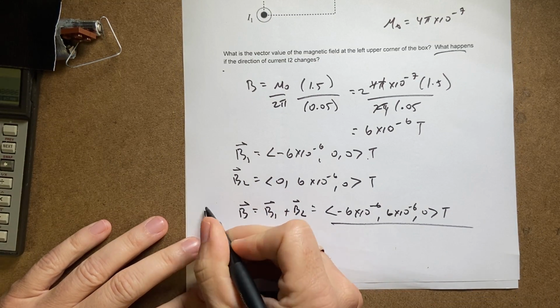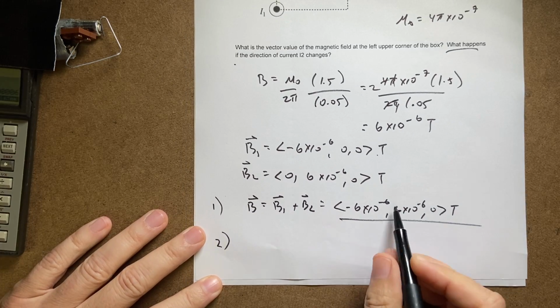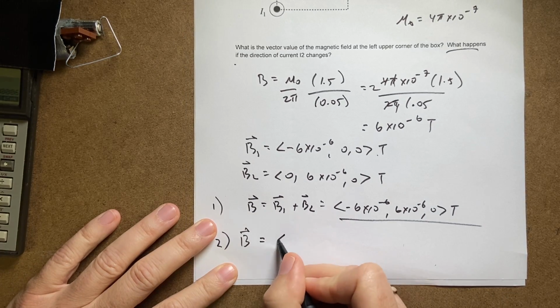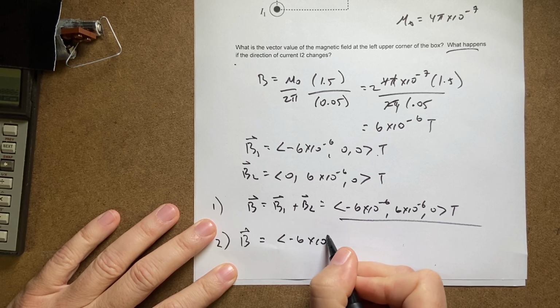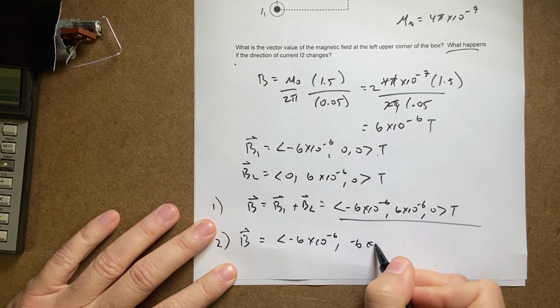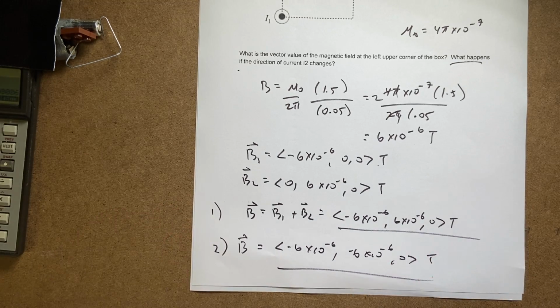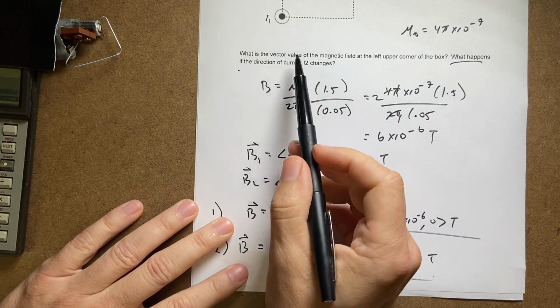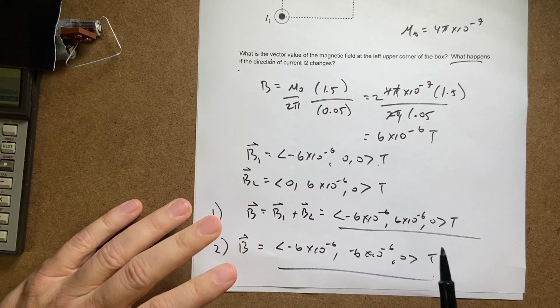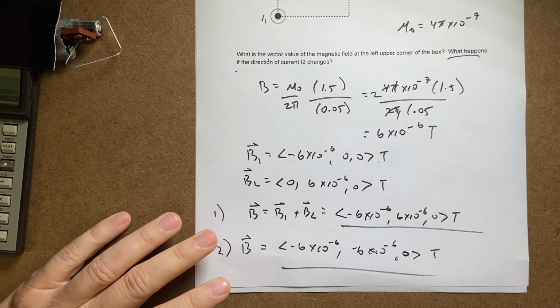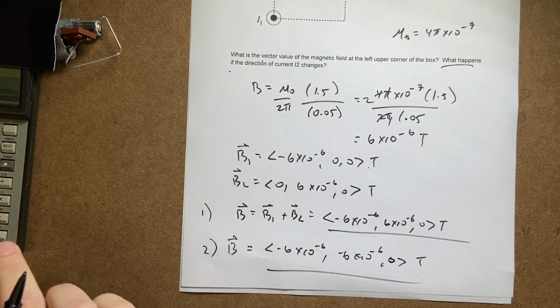So this is 1, 2, B would now be equal to negative 6 times 10 to the negative 6th, negative 6 times 10 to the negative 6th, 0 Tesla. Now, that's the answer, but I asked for the vector value. So if you want to find the magnitude, you could do that, but I wanted this vector. That's it. Okay. The end. One more problem.